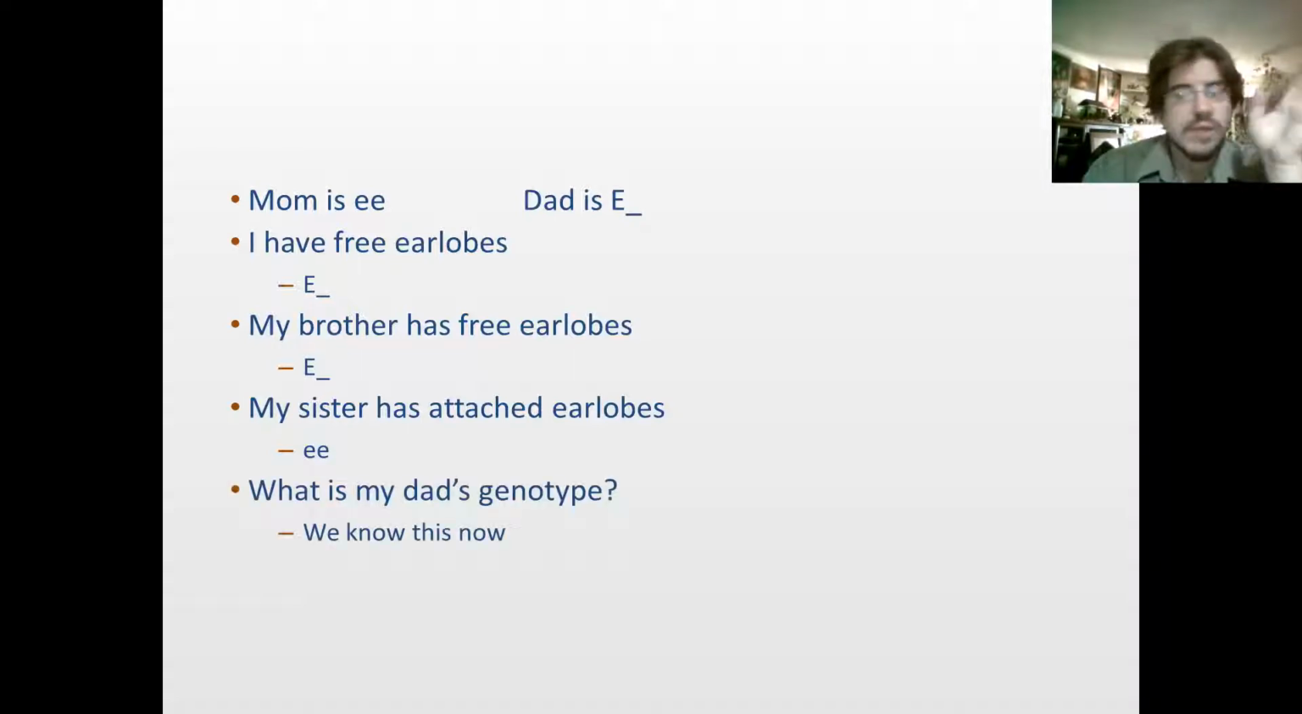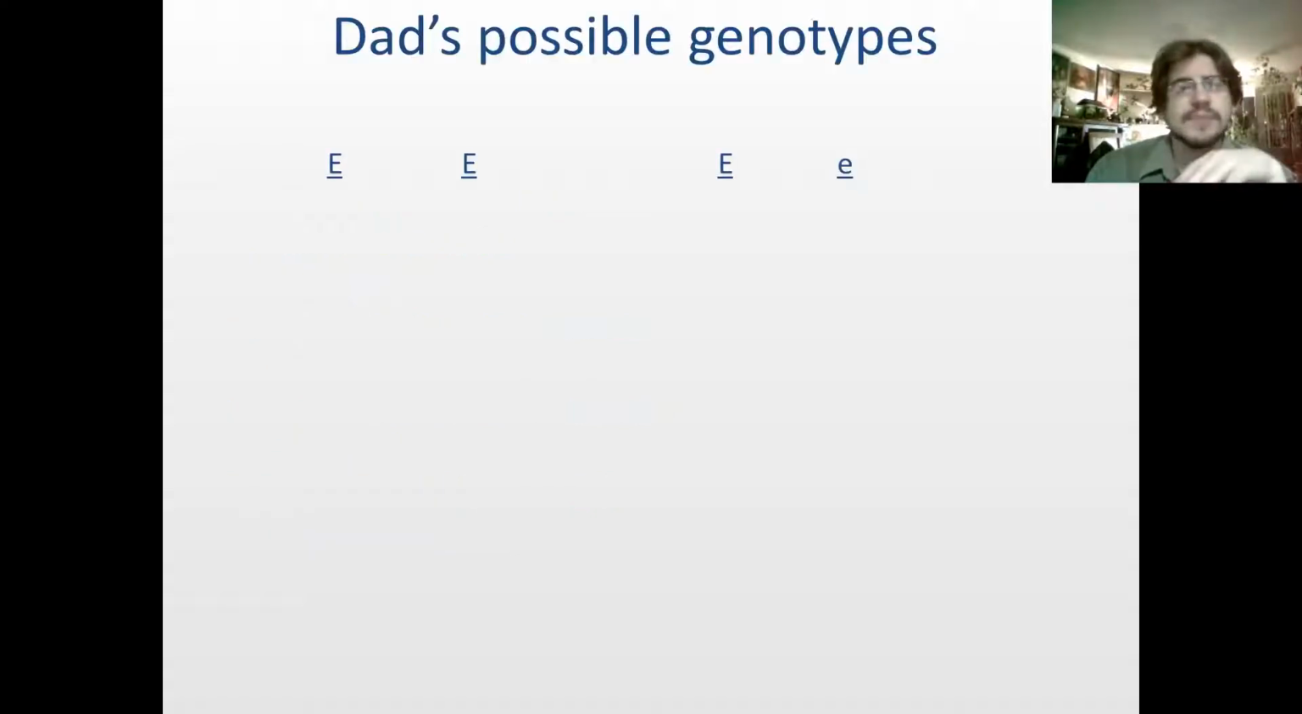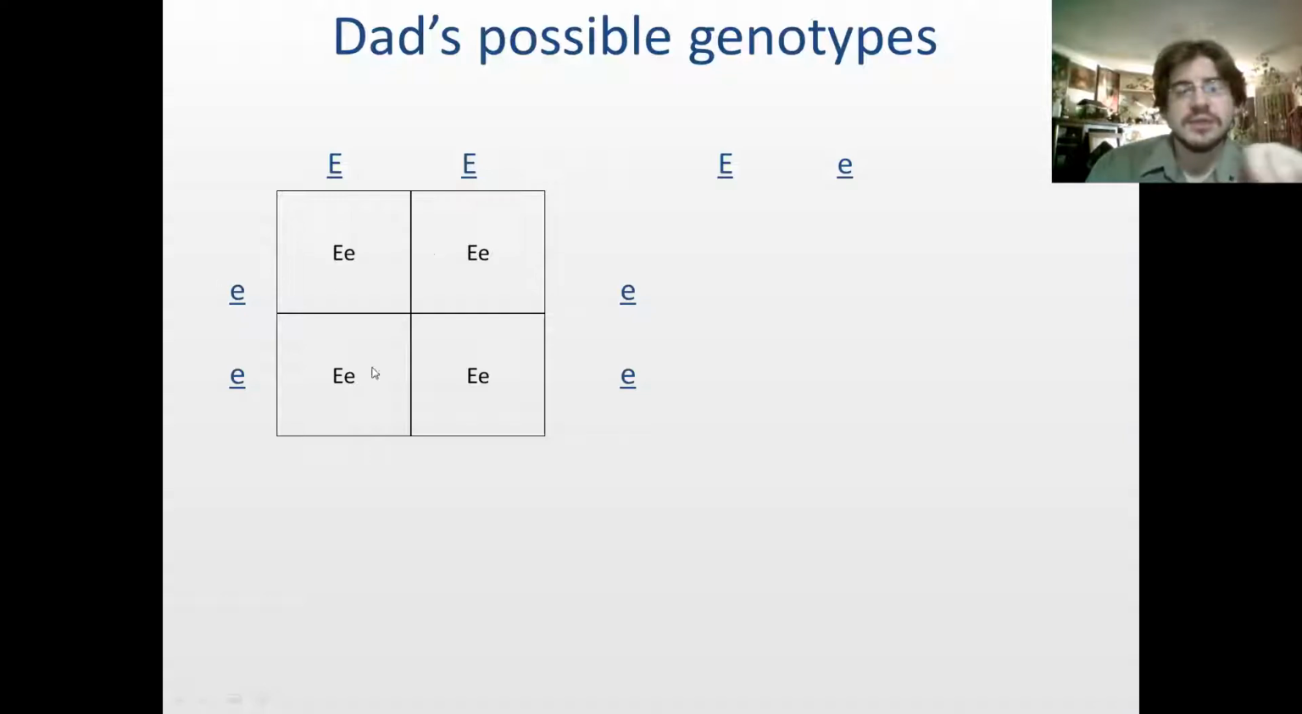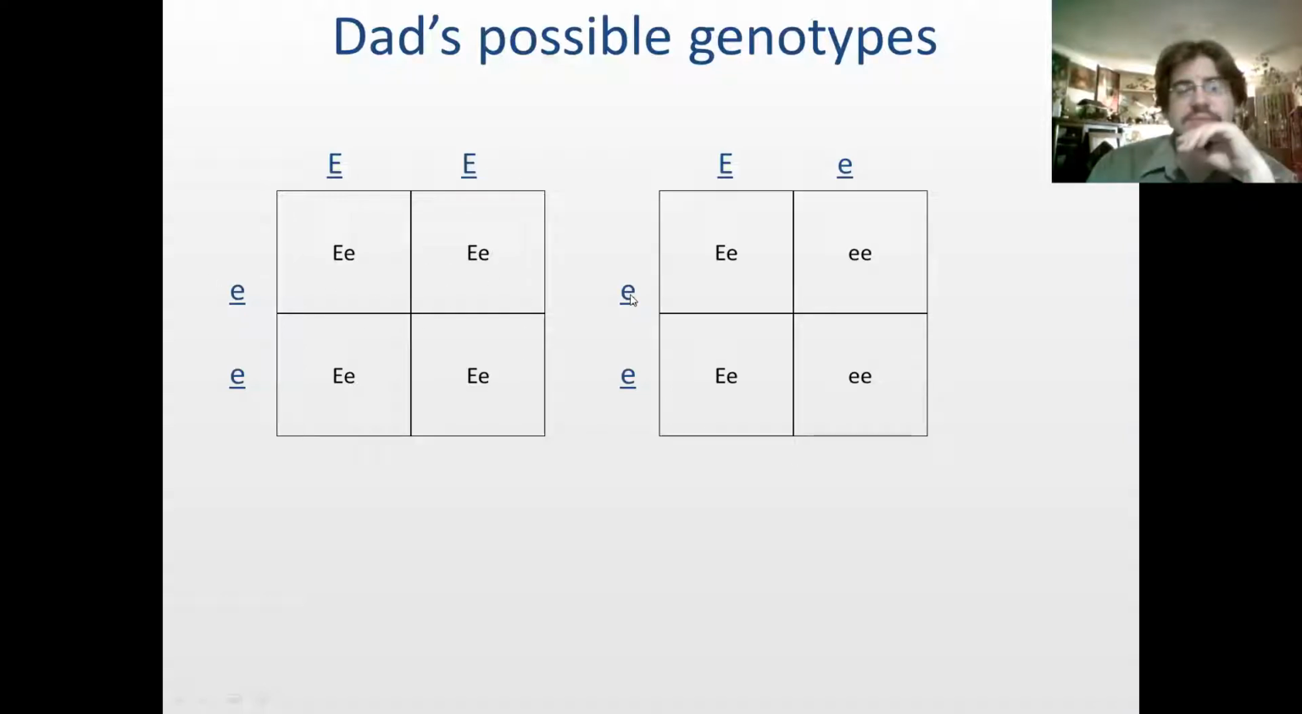So we know this now because my dad produced a recessive trait in my sister. So heterozygous. But let's work it out again just to see it. Here's the Punnett squares. If dad were homozygous dominant is here, and if dad were heterozygous is here. Here's mom with her attached earlobes, homozygous recessive. And here's the possible outcomes.